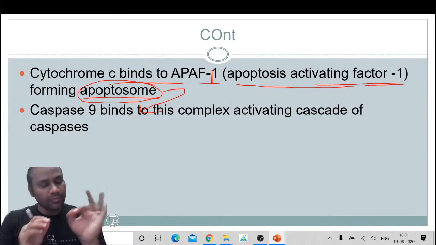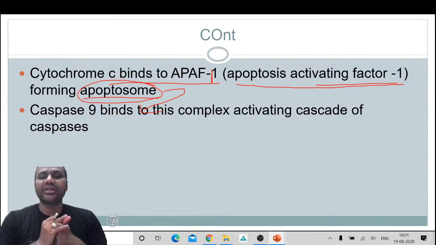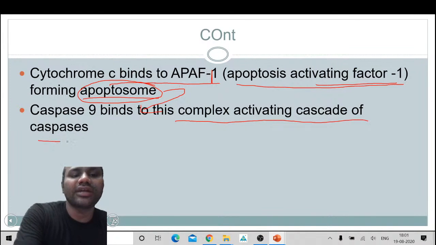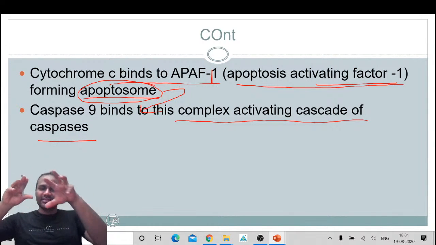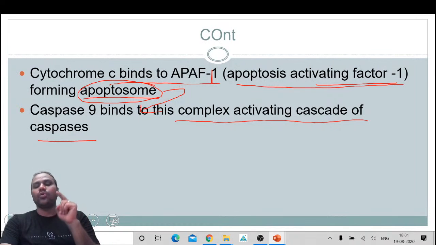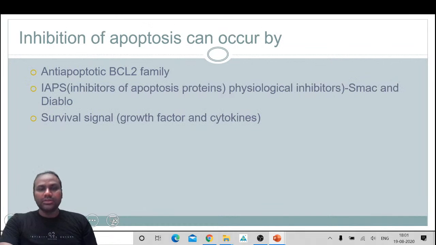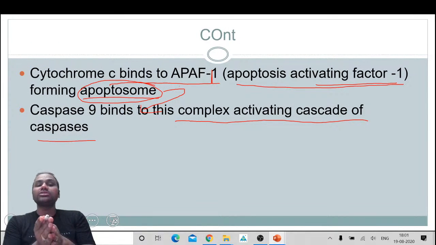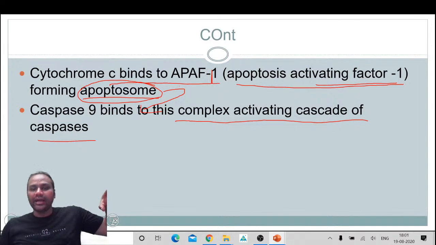We know caspases are in the form of procaspases. So procaspase 9 will be activated. Hence this is the initiation of the activating cascade of caspases. Caspase 9 is activated, and the cascade of caspases is activated now. This was all about the initiation caspase. Now the execution caspases will also come into action.